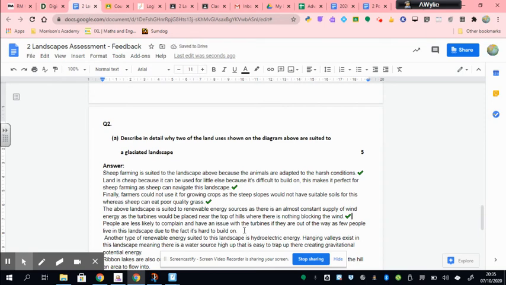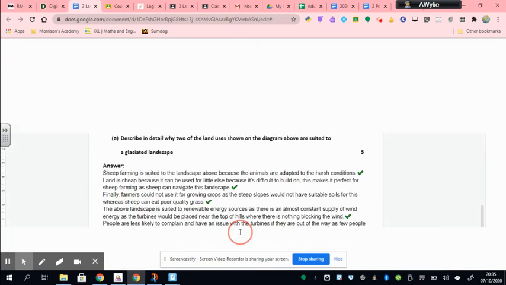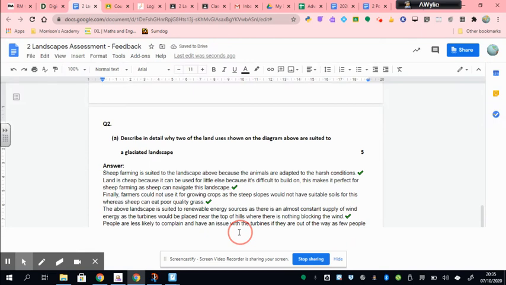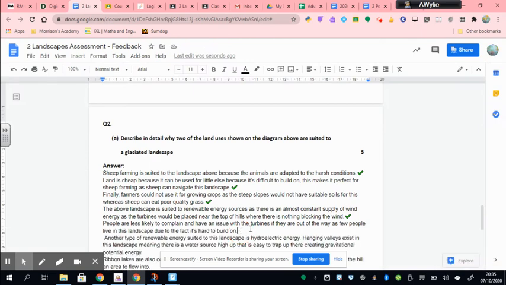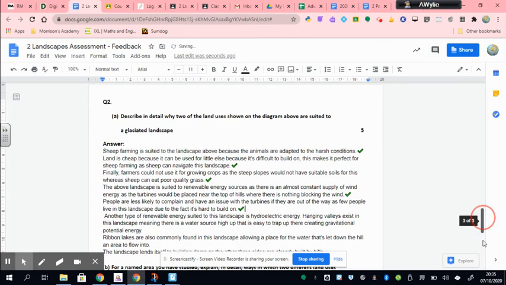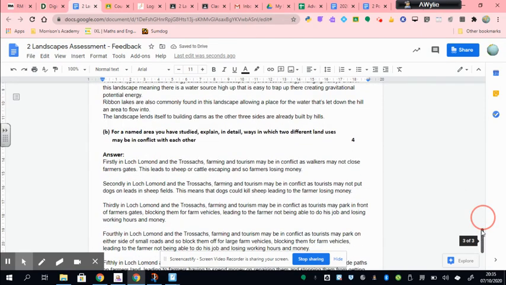They've gone a little bit further. They've said that these places are far away from where people live. So that's great. I'm going to give them a mark there. There's going to be no conflict. It shouldn't be too difficult to get permission to build the wind turbines in this landscape.